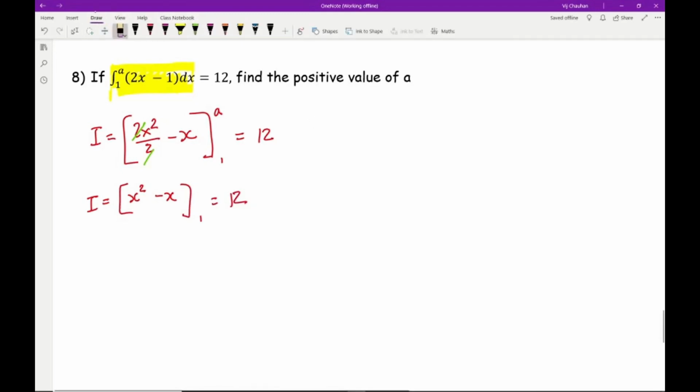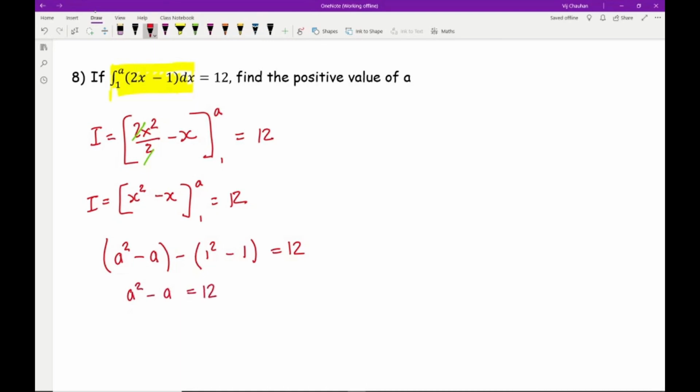So let's just do that correctly, because again, you want to make sure that your handwriting does not make you lose marks through careless mistakes. So going through the steps, I'm going to substitute x equals a. So I've got a squared minus a minus 1 squared minus 1 equals 12. Now if I simplify this, I've got a squared minus a, and then 1 squared minus 1 is just going to be 0, equals 12.